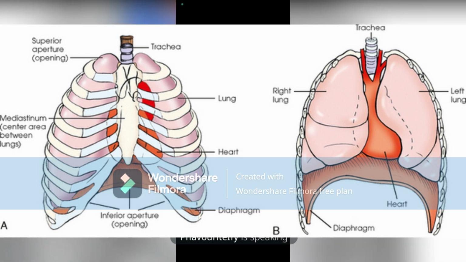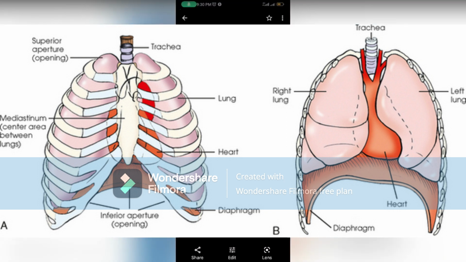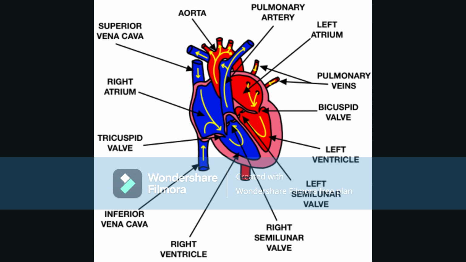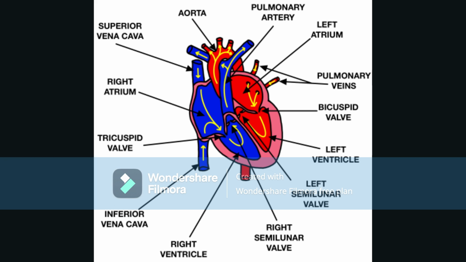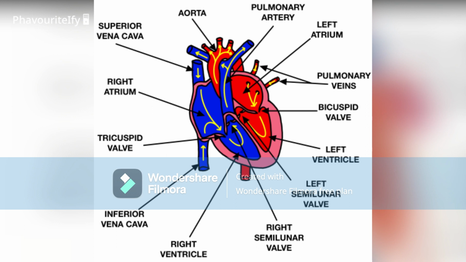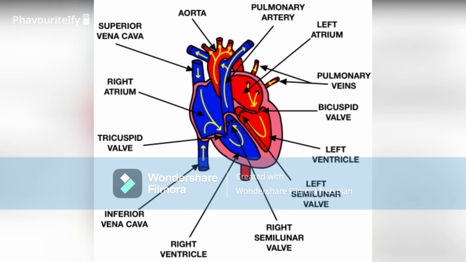So this heart has a left side and a right side. The right side of the heart receives deoxygenated blood, that is the venous blood, from the body through the superior vena cava. This is the superior vena cava. You can see the labels there, and the inferior vena cava, and it then pumps it through the pulmonary trunk and arteries to the lungs for oxygenation.